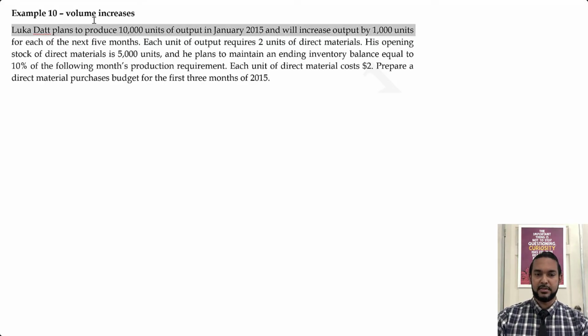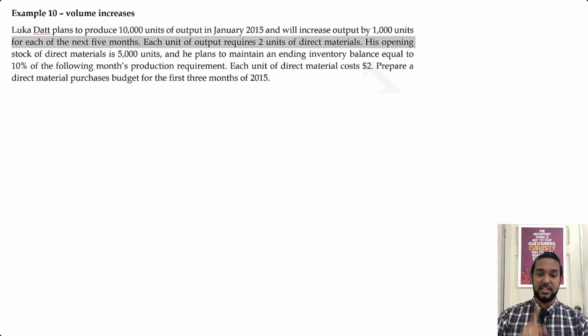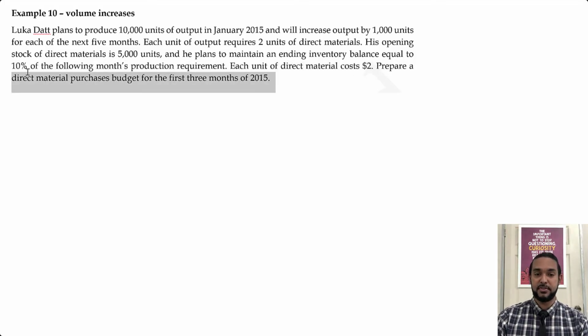So we have plans to produce 10,000 units of output in Jan 2015 and will increase output by 1,000 units for each of the next 5 months. So from January to June, output will increase by 1,000. Each unit of output requires 2 units of direct materials. His opening stock of direct materials is 5,000 units, and he plans to maintain an ending inventory balance equal to 10% of the following month's production requirement. Each unit of direct materials costs $2. Prepare a materials purchases budget for the first 3 months of 2015.